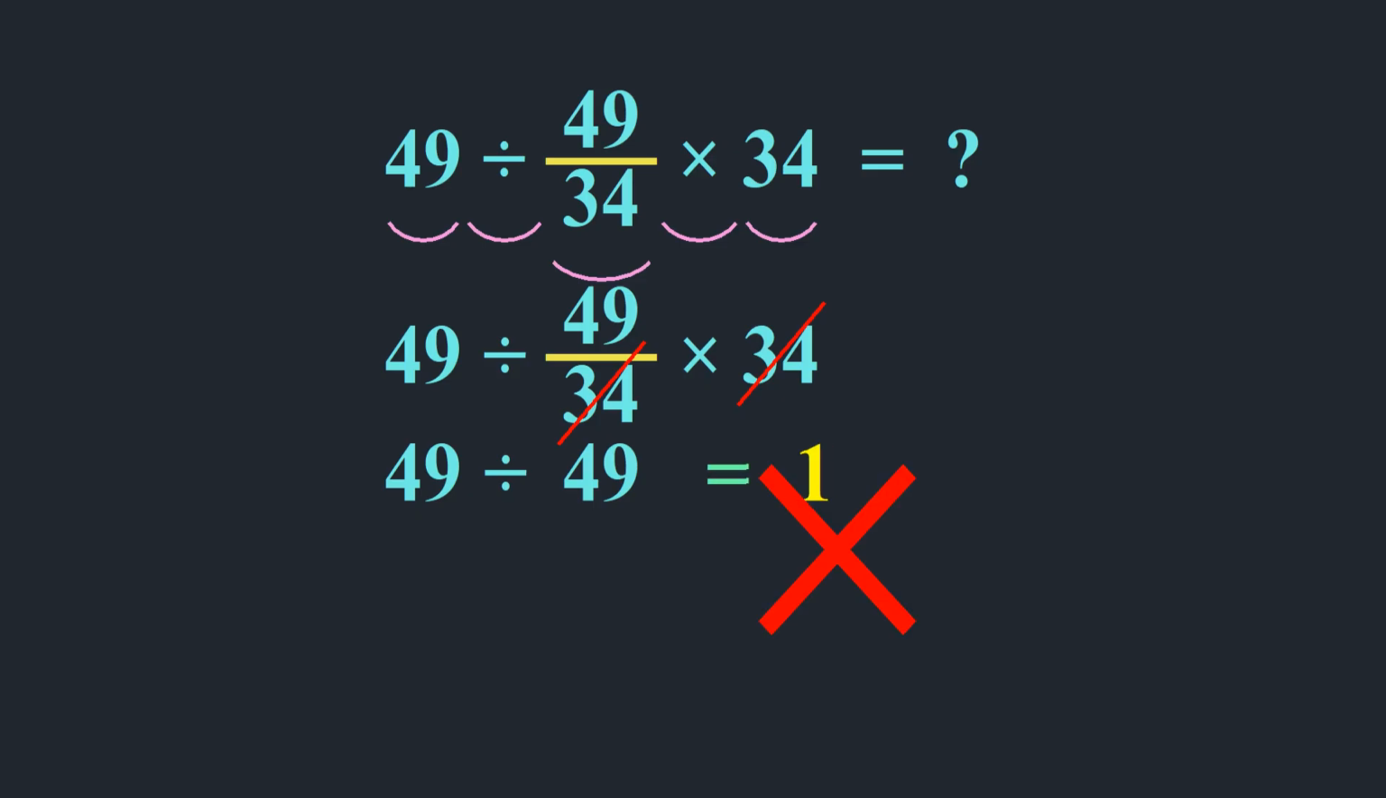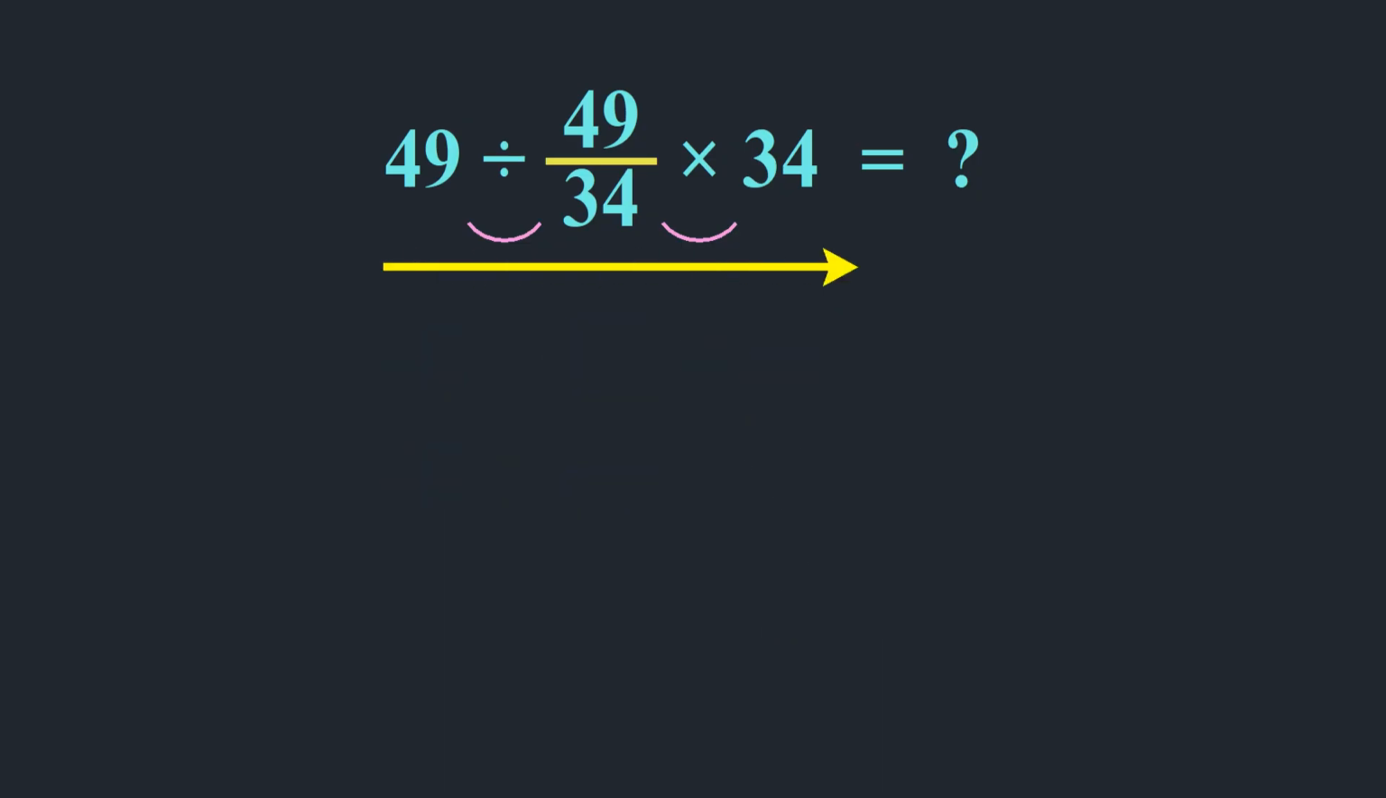But this answer is not correct because according to the order of operation, multiplication and division have equal priority and we have to work from left to right. So we have to do this division first, then this multiplication. If you do this multiplication then this division, it's wrong. So we have to do this division first.